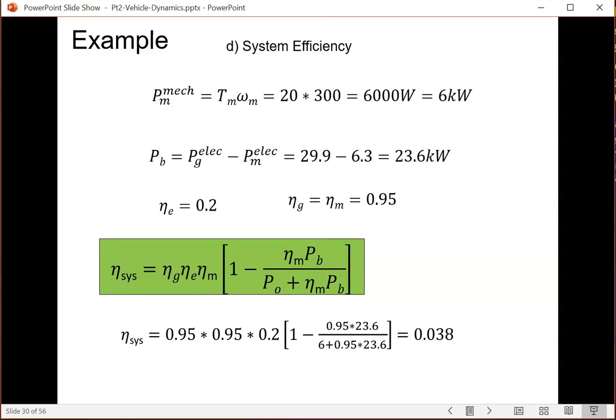It's just because power is instantaneous. At this particular time, under this particular condition, the generator produces electrical power 29.9, but the motor only uses 6.3. So you would be charging the battery. The rest of it is used to charge the battery. So energy gets stored, it's not wasted. Just at that time, the efficiency appears to be quite low.